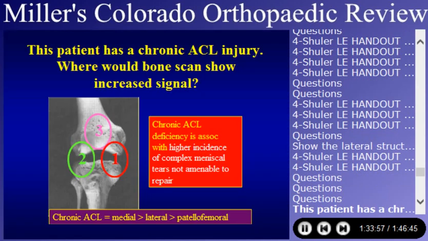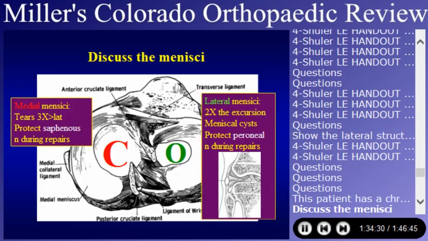Patient has chronic ACL injury. Where would the bone scan show increasing signal? One of the things they love to do is to fool you with tests that we're not necessarily doing in residency, but something that they think you should know. So a bone scan for chronic ACL injury, where are you going to have increased signal uptake? Number one, medial compartment. Number two, lateral compartment. And third, the patellofemoral compartment. So chronic ACL goes from medial, lateral, patellofemoral as far as degenerative changes. This is also the reason why we do the debridement or repair, and also the ACL fixation.